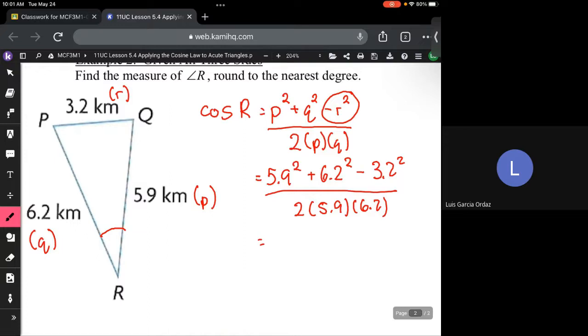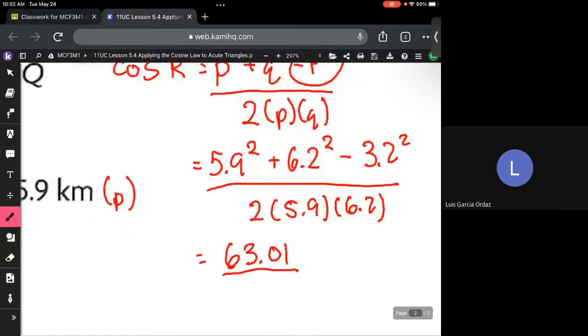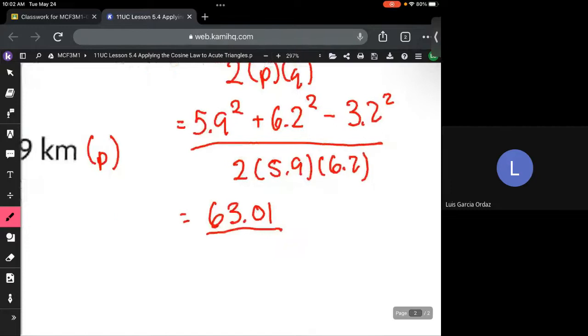If anyone has an answer, feel free to share. Ashton? Okay, anyone else get 63.01? You got it? Okay. So our numerator is 63.01. And can someone tell me what my denominator is? 2 times 5.9 times 6.2. Rounding to the first decimal, yes, 73.16. Okay. Why am I writing sine all the time? Oh my gosh.